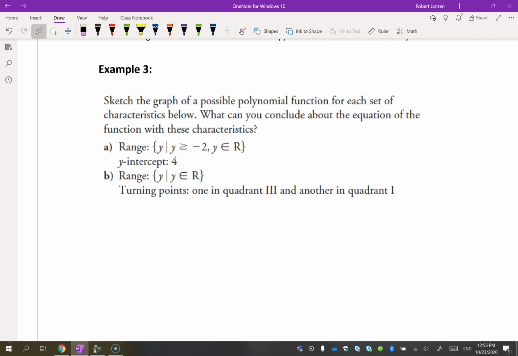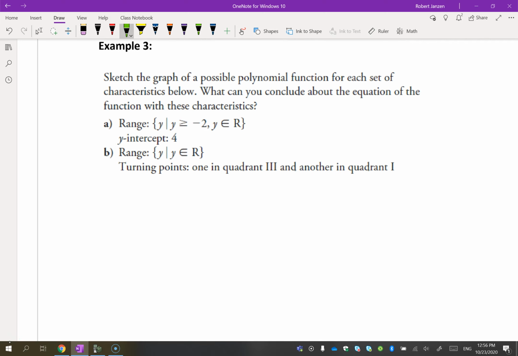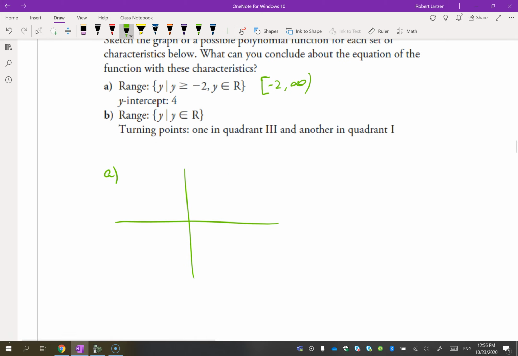Example 3. Sketch the graph of a possible polynomial function for each set of characteristics below. Okay, so let's do A. This one says it has a range, and this says y is greater than -2. So we would write that as -2 to infinity. Well, that right there tells you it's got to be a parabola, because it's going to go down to -2 and it won't have anything down here. Okay, so we have some sort of a parabola.